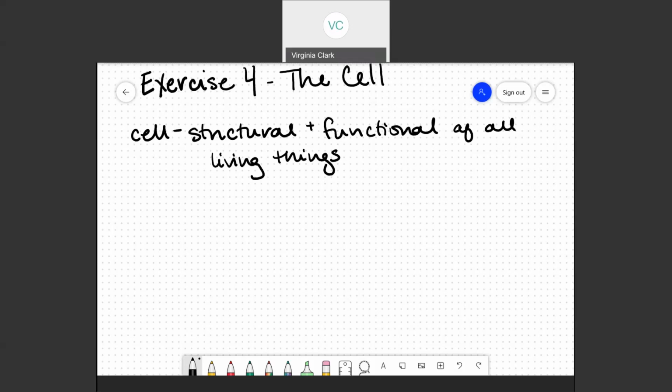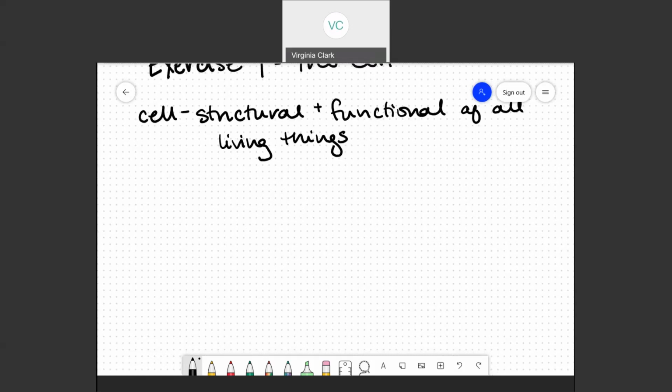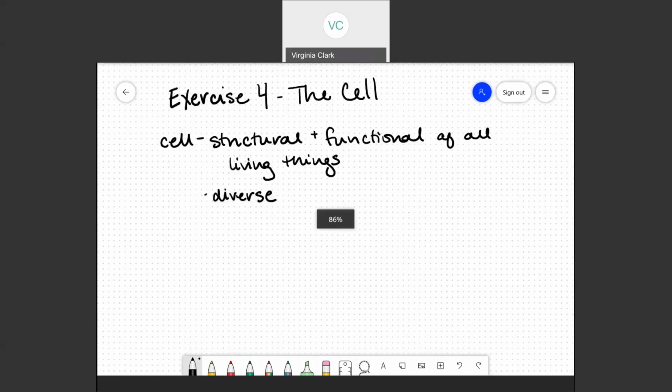So some specifics about cells that are highly important to this whole concept. They are very, very diverse. There are lots of different types of cells. We're going to talk about probably close to 30 different types of cells this semester, and you'll probably double or triple that number by the end of AMP2. So there are a lot of different types. It is very, very diverse.